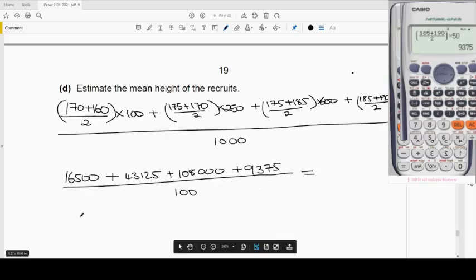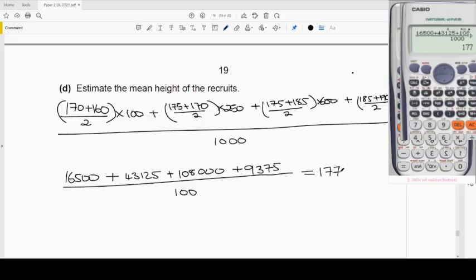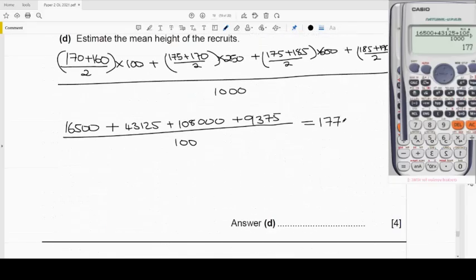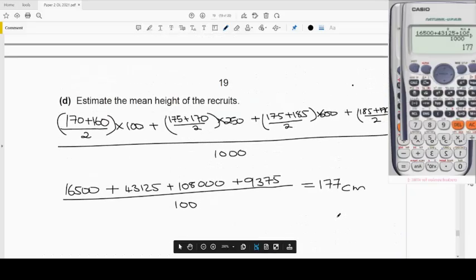So now this we can type on our calculator and it will fit. We have 16,500, 43,125, 108,000, 9,375, all divided by the total, which is 1,000, and that gives us 177. Okay, and this is in meters, I believe, in centimeters rather. Of course, that makes more sense in centimeters.